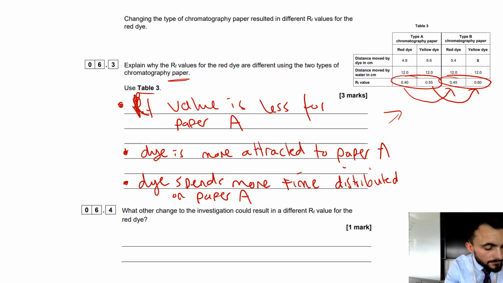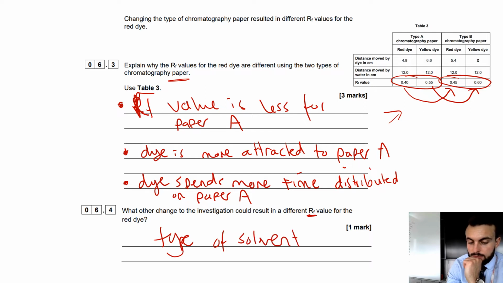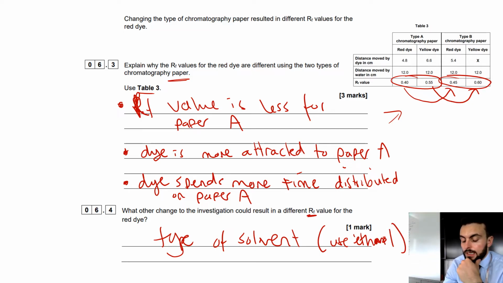Okay, next one. What other change to the investigation could result in a different RF value? So what else could change how far the solute moves up the paper? You could change the type of solvent. So you could say use ethanol. Obviously ethanol would do a much better job at dissolving the dye because it's a stronger solvent than water is. So you would expect it to move further up the paper.